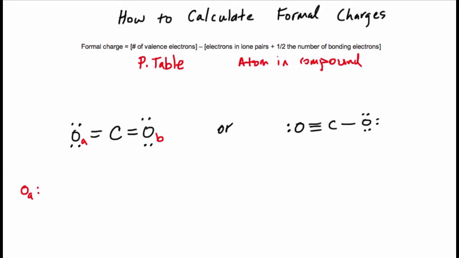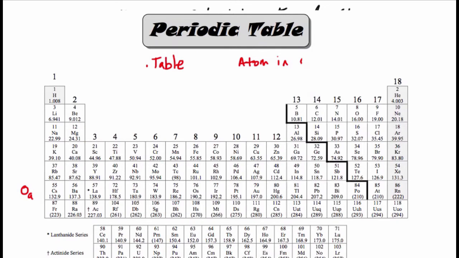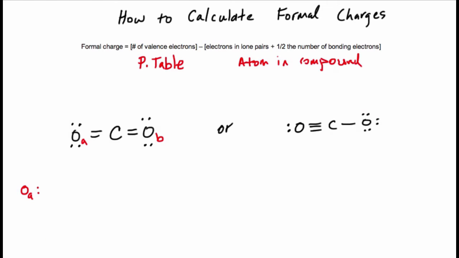So if I look at my periodic table, we all know that oxygen has 6 valence electrons, and carbon has 4 valence electrons. That's the original element before it gets put into a bond. So I'm going to start with 6 for oxygen, and this is going to be oxygen B as well, so I'm not going to do the calculation twice because it's the same thing. And then for carbon, I'm going to start with 4.